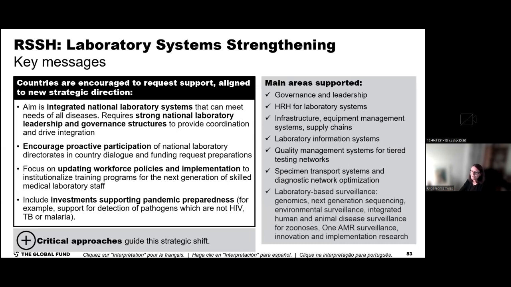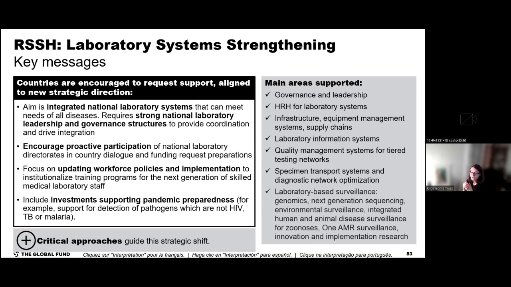Laboratory systems strengthening. This is an area that has, again, shot up the agenda, I would say, in the last few years. We now have a whole laboratory systems team who are working hard to push the agenda. So basically, the aim of our lab systems investments is to ensure, again, an integrated national laboratory system that can meet the needs of all the diseases. And this will really require strong national leadership and governance structures to provide coordination and drive integration.